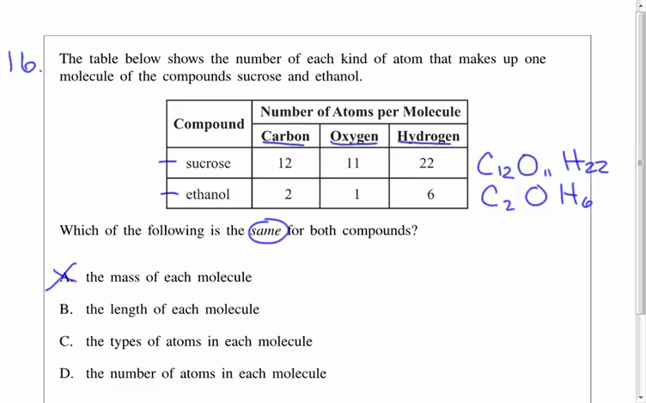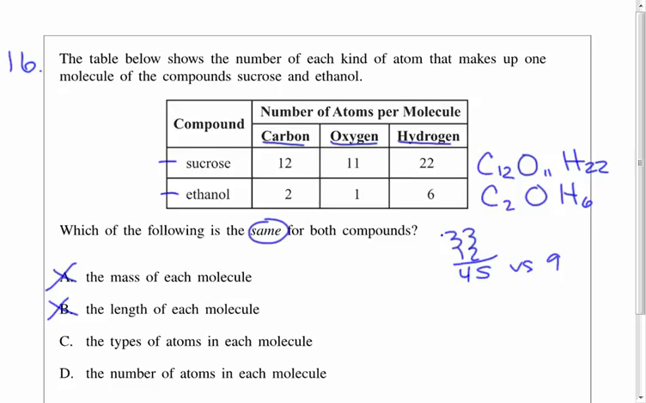So the masses are not the same. The length of the molecule: if you have 12 plus 11 plus 22, that's a total of 45 atoms linked together versus 9 for the ethanol. Which one's going to be longer? The sucrose molecule is going to be much longer. So it's not going to have the same length.